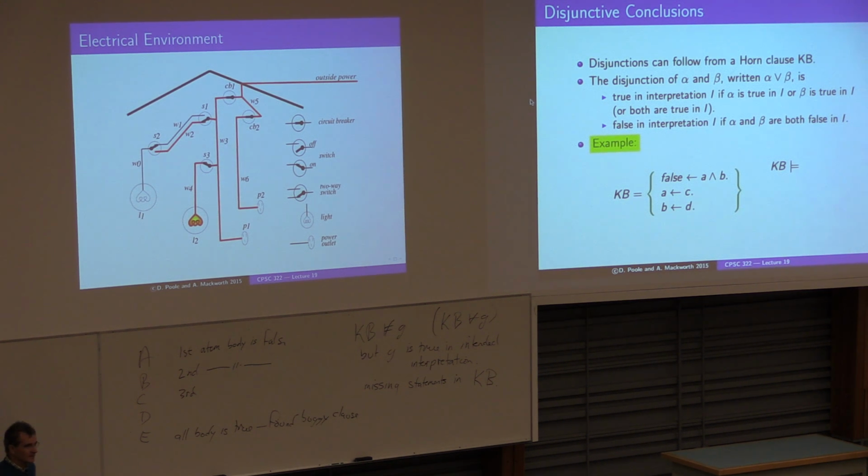Someone said it. I heard a murmur. Oh, C and D is false. Right, we know that C and D is false. So if you assume C and D, this implies false. So we can prove that not (C and D). Therefore, it's not C or not D.